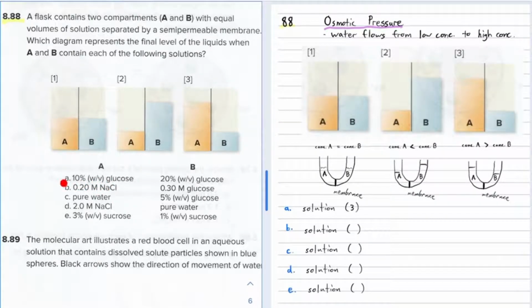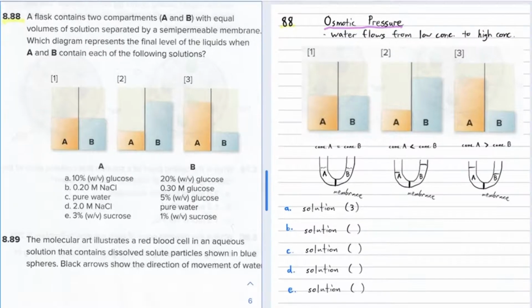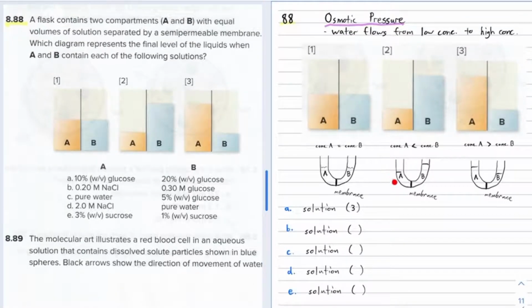The first one, A, you got 10% W over V glucose on the left versus 20% W over V glucose on the right. Water flows from lower to higher concentration. So it's going to flow from the lower concentration on the left over to the right. You're going to end up with this solution 2. And I got a typo here. This should say 2.